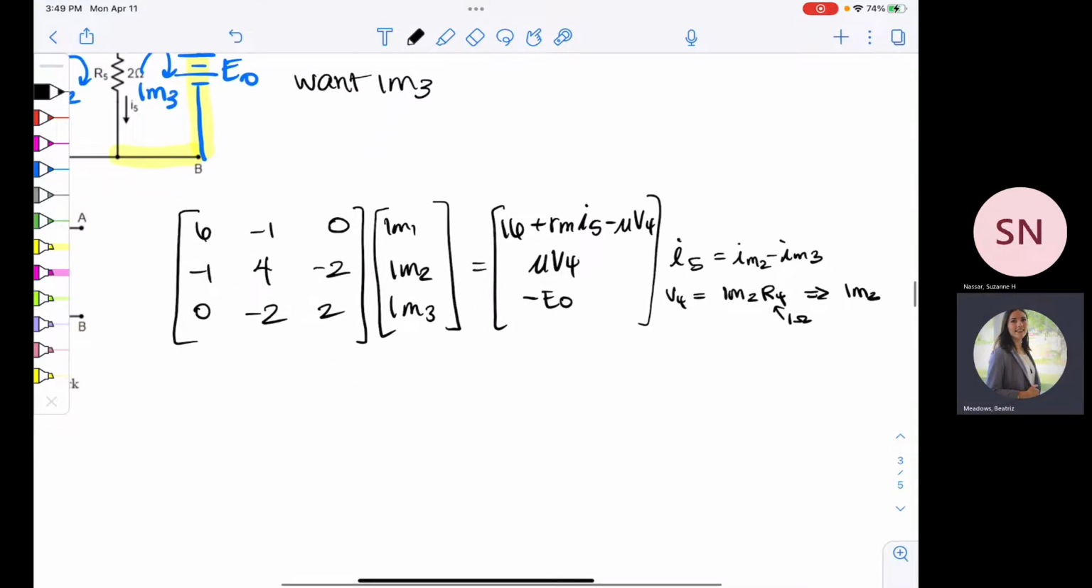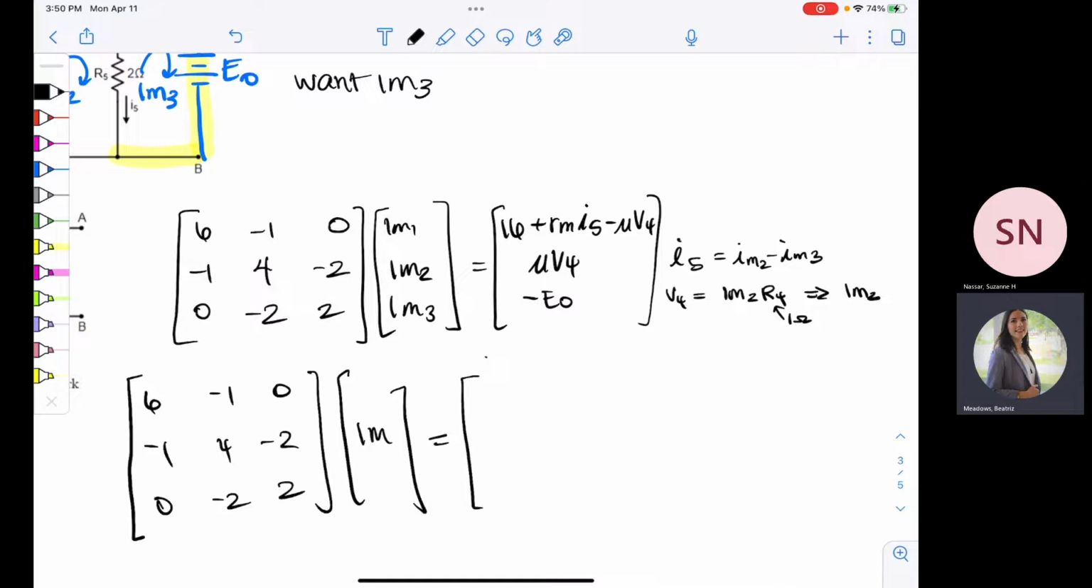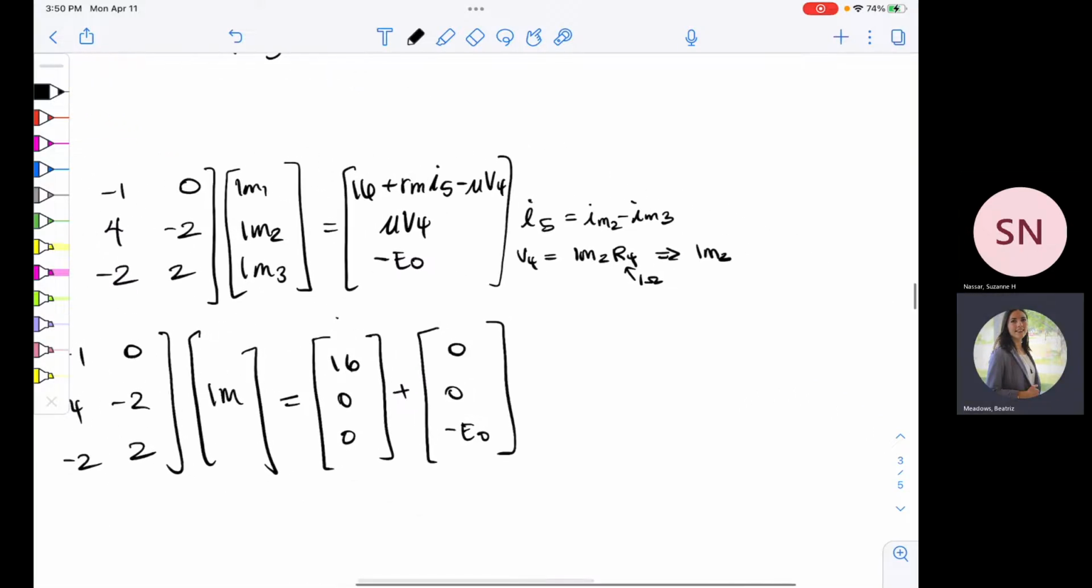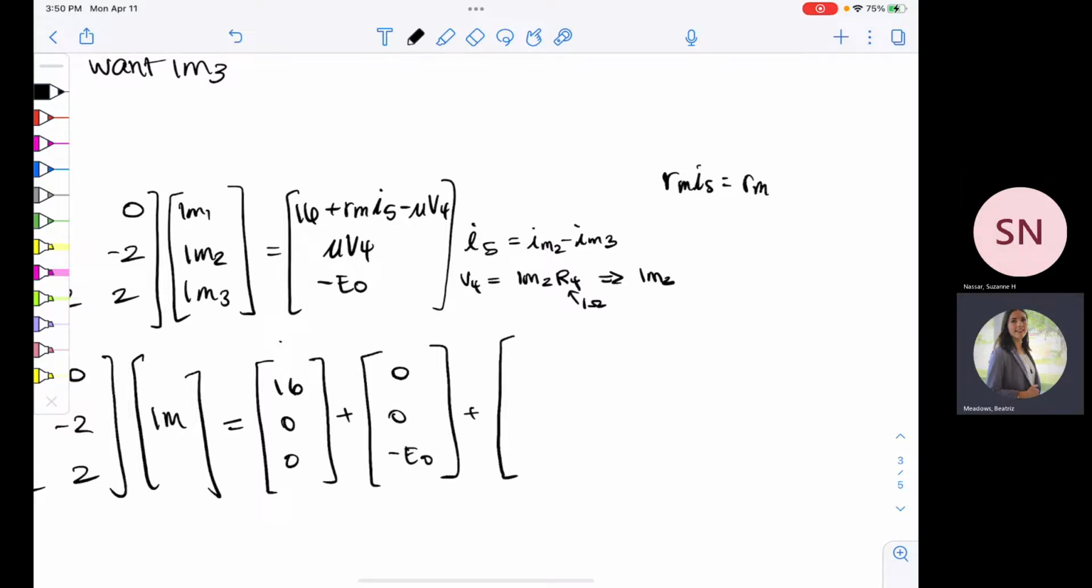Okay. So now, can we split these up into dependent sources, our created sources, and the normal ones? Yes. All right, so let's rewrite this quickly. So what's in our normal sources? Exactly. Let's do plus. What's next? Exactly. So now we can replace those variables that we didn't know with this one, right? So if you want to do on the side, RMI5 equals RMIM2, right? Minus RMIM3. Then mu V4. That just equals mu IM2, right?